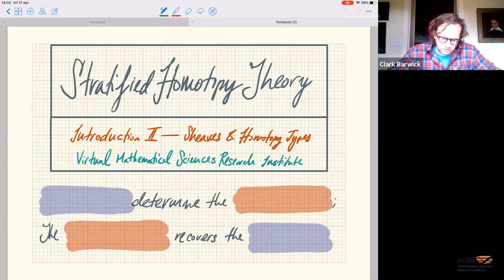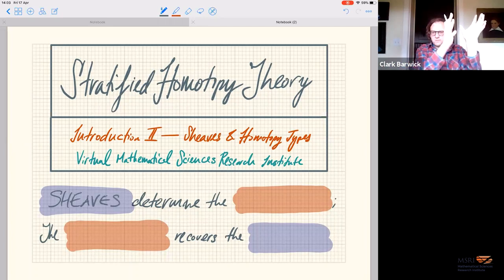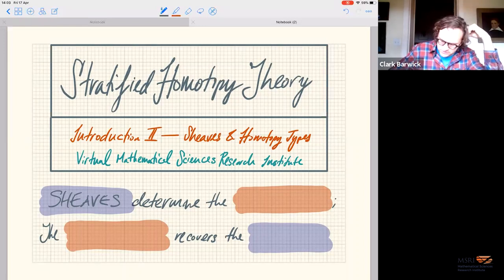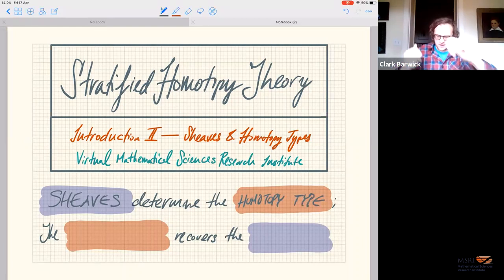So remember what our little motto was. Our motto was that when you have a class of geometric objects that we're interested in, the strategy is to try to understand a certain category of sheaves attached to them. And then you think about the functor that carries your geometric object to the category of sheaves that you're interested in, and you try to represent that functor. And that representing object is going to be the homotopy type. So sheaves will determine a homotopy type, and then, since you've represented a functor, the homotopy type will recover the sheaves.